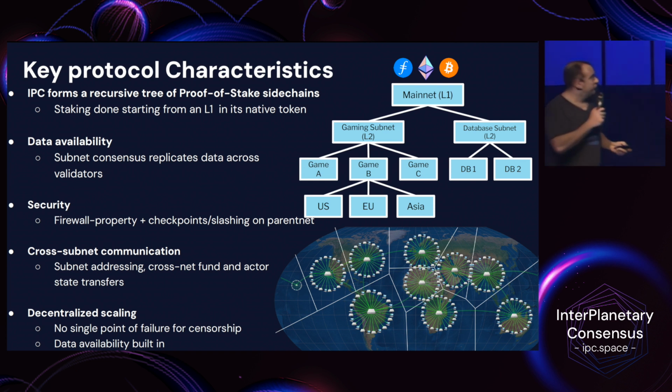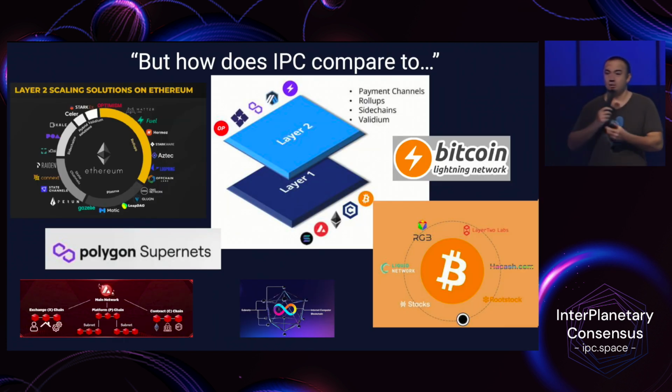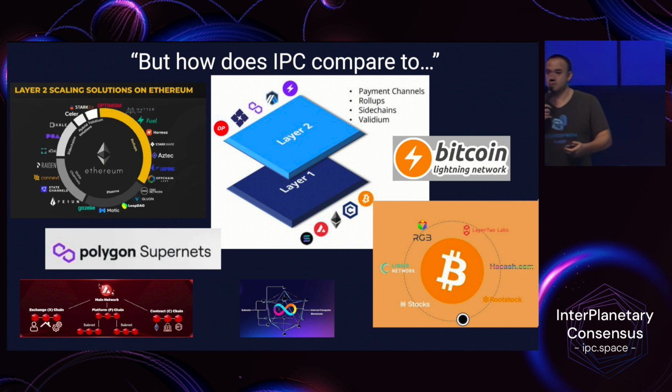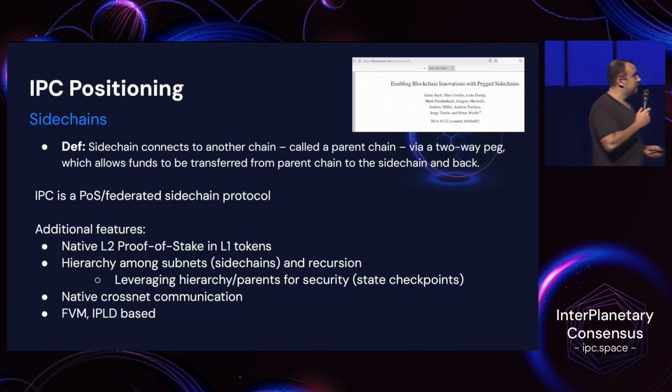So this gives a short overview of the main features of IPC, and then of course the question is, how does it compare to whatever you can imagine? Sidechains, rollups, validiums, plasma, some terms that you never heard of, like there were tons on Raul's slide, right? So how does it compare to all of this? In the rest of this talk, I would like to go through major ecosystems and just briefly compare IPC to those. So let's start with positioning with sidechains.